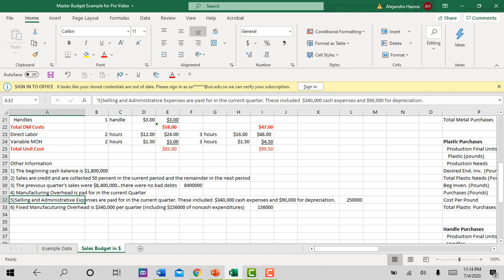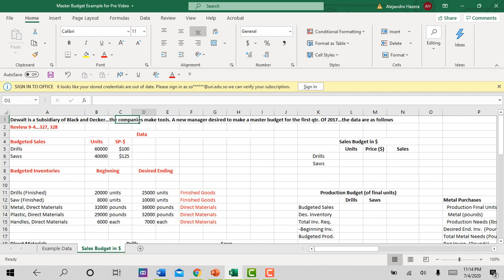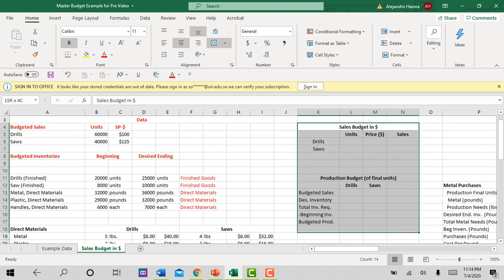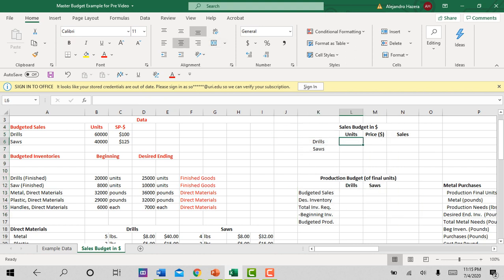Okay, so let's go ahead. Based on this, I'm just going to make the first two budgets, so I'm going to go ahead and make the sales budget and the production budget. Now, these are all related to final units. We're not looking at budgets for direct materials or labor here or anything like that. These are all units, final units. Okay, and these are the two easiest ones.